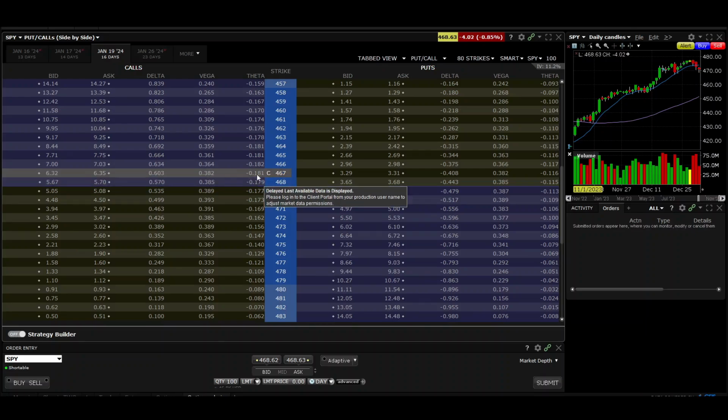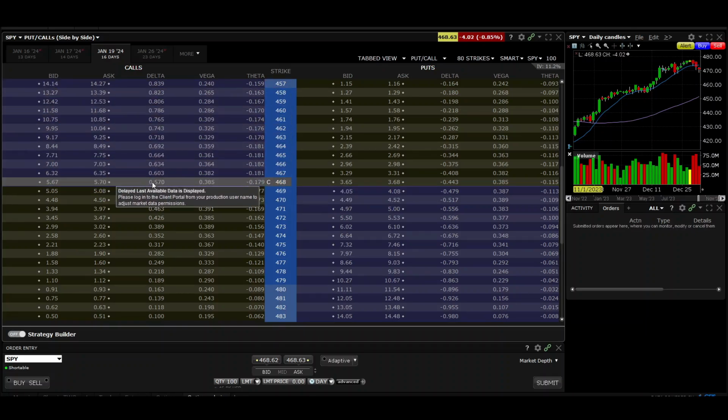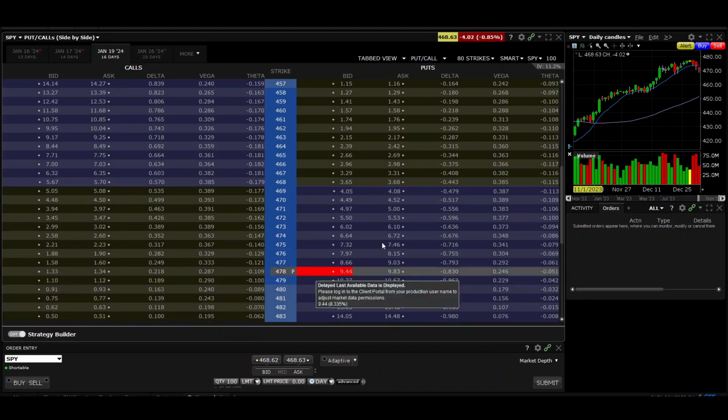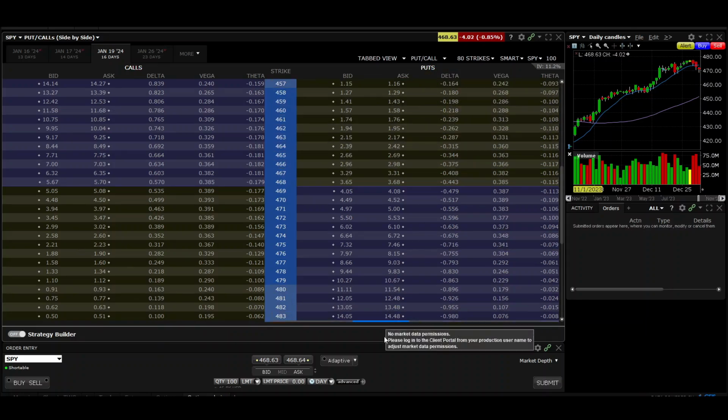So, as you can see, the upper left quadrant of the chain displays information for in-the-money calls. You can easily tell they are in the money because they are highlighted blue. And the lower left quadrant displays the same information for out-of-the-money calls. Similarly, the upper right quadrant displays information for out-of-the-money puts, and the lower right quadrant displays information for in-the-money puts, which are also highlighted in blue. So, what exactly is the information displayed?